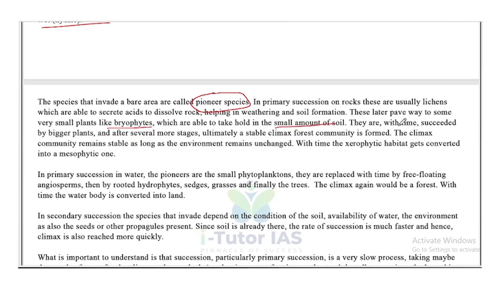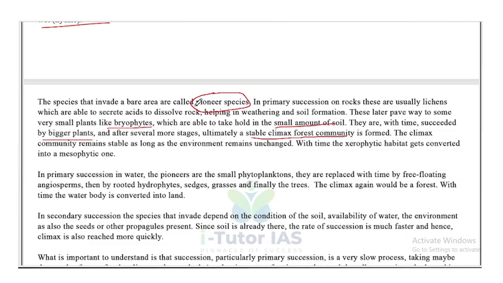With time they are succeeded by bigger plants, and after several more stages, a stable climax forest community is formed. The climax forest community that is formed will remain stable as long as the environment remains unchanged. With time, the xerophytic habitat gets converted to mesophytic habitat.